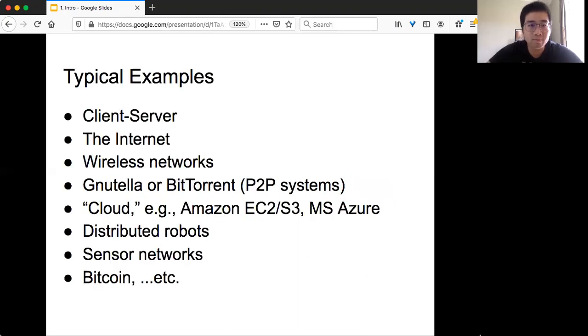And there are tons of examples that we are using in our daily life, from the simplest one, like the client-server model, then the internet you are using today, and wireless networks, your mobile phone, and then any kind of peer-to-peer systems. Or if you are using the cloud, Amazon, Google Cloud, Microsoft Azure, this kind of cloud computing is a very typical example of a distributed system. A more futuristic one: you have distributed robots, large-scale sensor networks, or cryptocurrency. These are all typical examples of distributed systems.